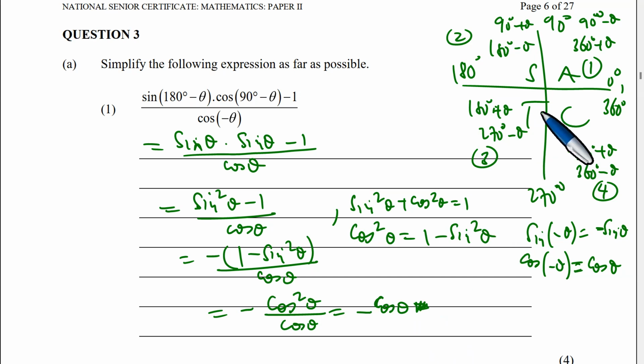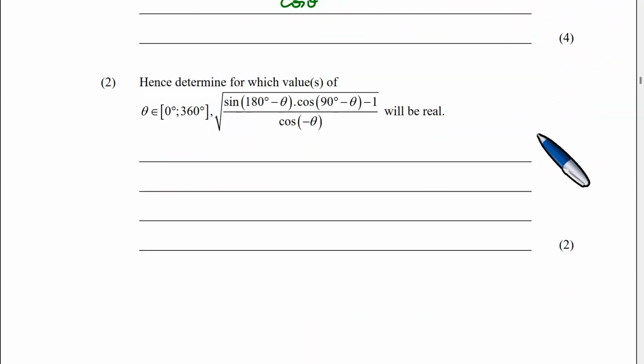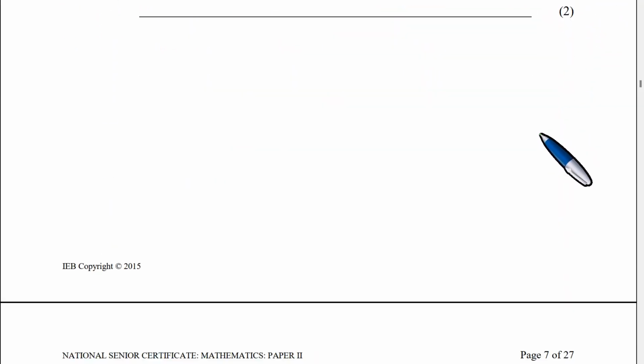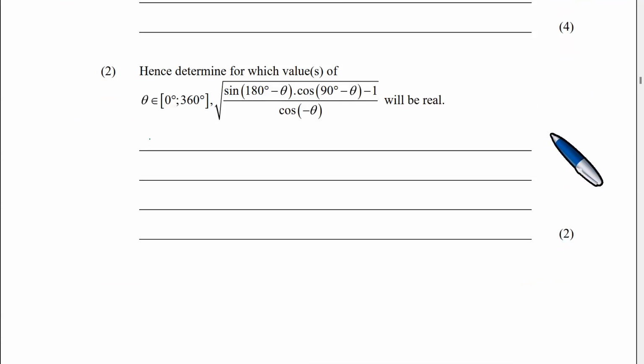Obviously, you have to keep this CAST diagram at the back of your mind as you move to the next question. I'll need maximum cooperation from you on this question. Determine the values of theta between 0 and 360 for which this square root will be real. So what do we do here? Where will this be real? Where do we start?